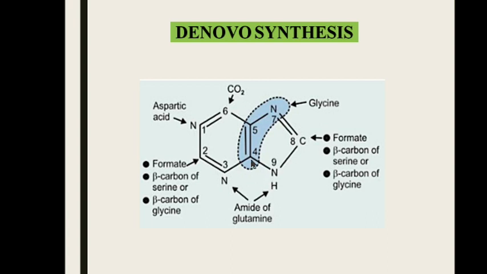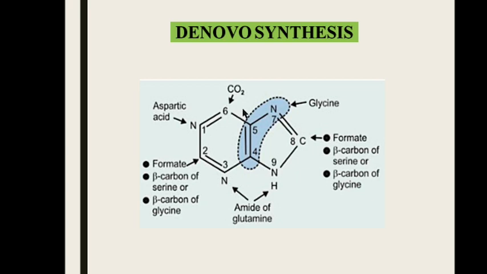C4, C5, N7 of the purine ring are contributed by glycine, and C8, that is carbon 8, is contributed by the formyl group or methenyl group of the beta carbon of serine or glycine during their metabolic pathway. Now the important aspect about carbon 6 is very, very important. The carbon 6 of the purine ring is contributed by respiratory carbon dioxide. So this is a different molecule which is going to contribute to carbon 6 of the purine ring.